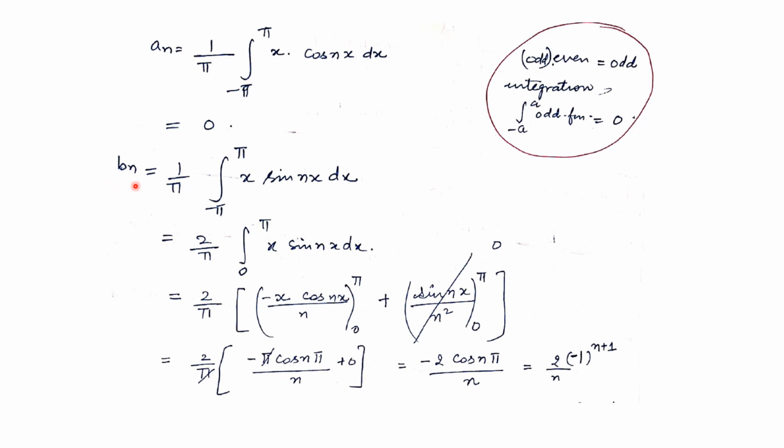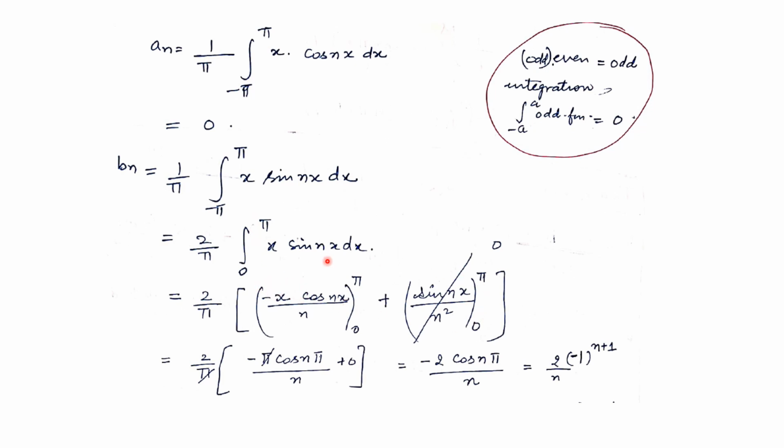Similarly, find out the value of bn, it is 1 over half of the period, integration of x sin nx from minus pi to pi. Since x is odd, sine is odd, odd into odd is an even function. So we have to integrate this even function from minus a to a, and that will be twice the integration from 0 to pi.